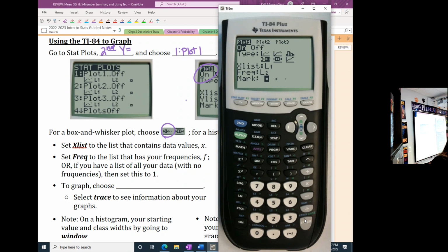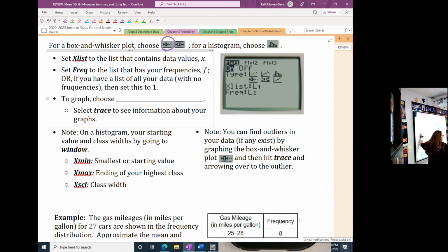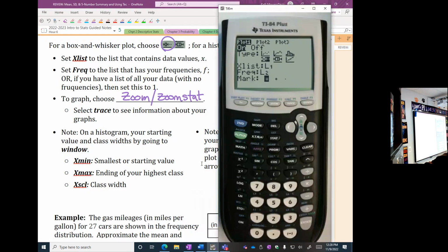Okay. So now I want to graph this. To graph, and this is the same no matter what kind of graph you're doing, we're going to go to zoom and then zoom stat, because I don't want to have to figure out what window I need. This will automatically do it for me. Okay, I can adjust it afterwards, but this is a great command. All right, so over on my calculator, I'm going to go to zoom, and if you scroll down, it's usually number 9.